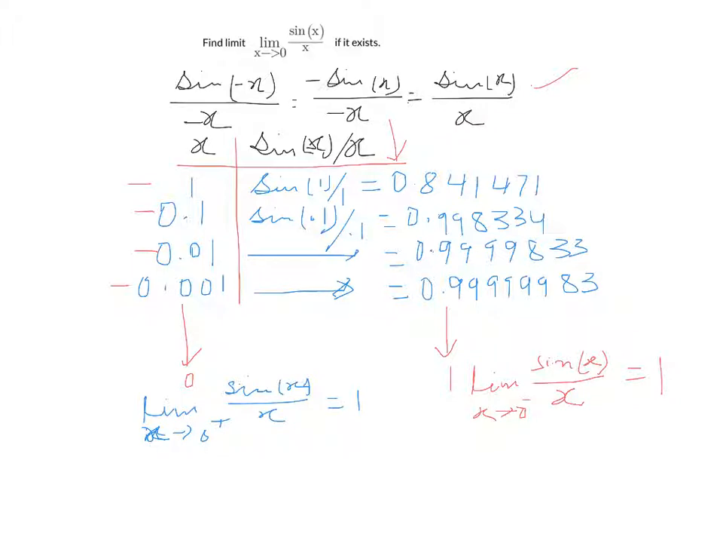and hence the limit as x approaching 0 of sine of x over x will be 1. This is an important trigonometric limit which is used in various contexts.